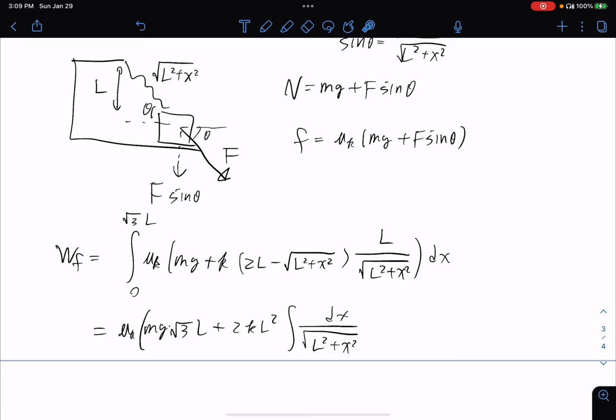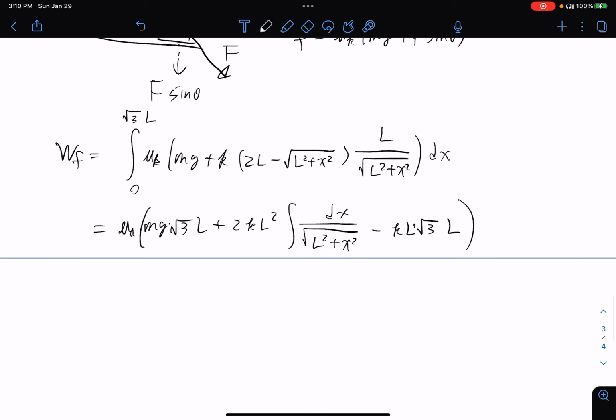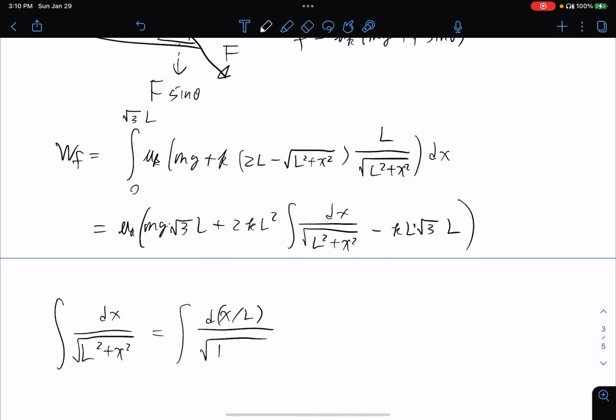Finally, we have our last term with square root canceling square root. So it will be minus k L. So let's do minus k L, and integration of x will give me square root of 3 L. And everything has to be multiplied by the coefficient of friction. So to do this integration, we first divide both denominator and numerator by L. So divide top by L, divide bottom by L.